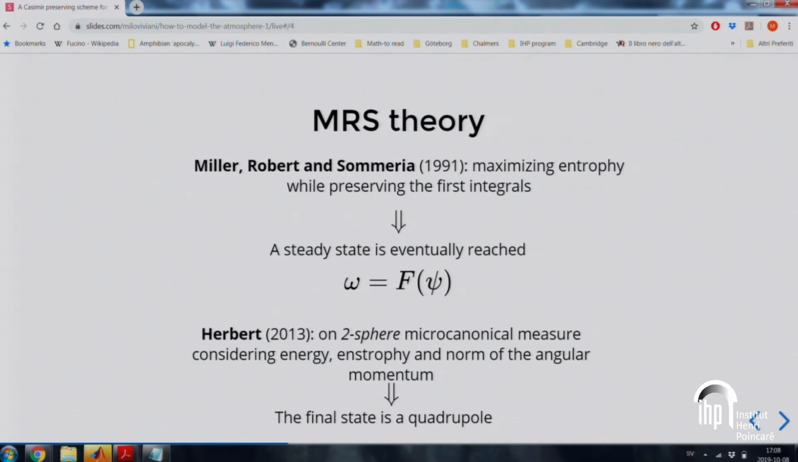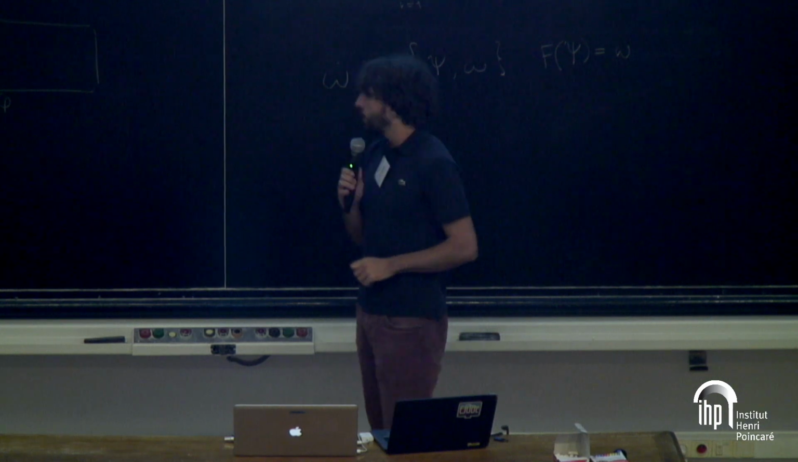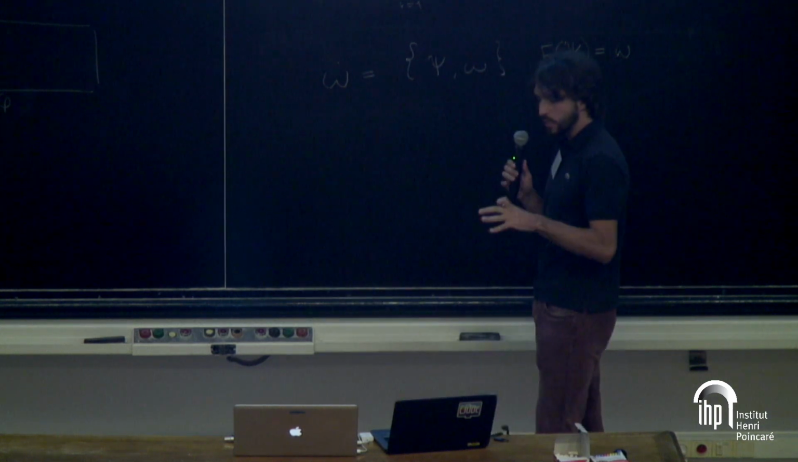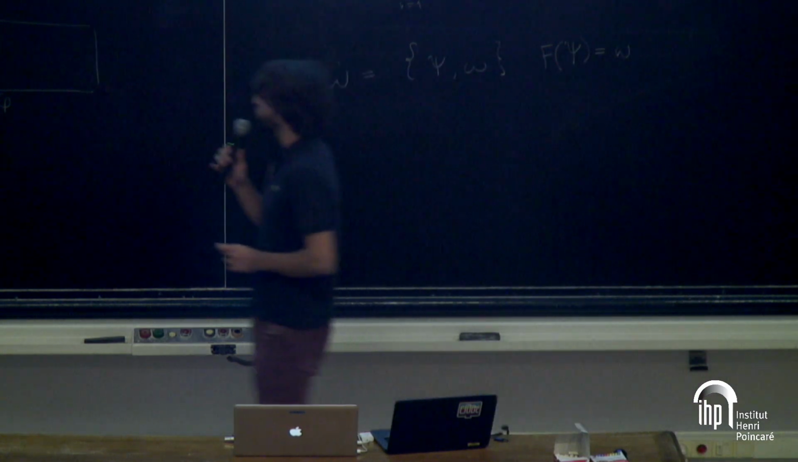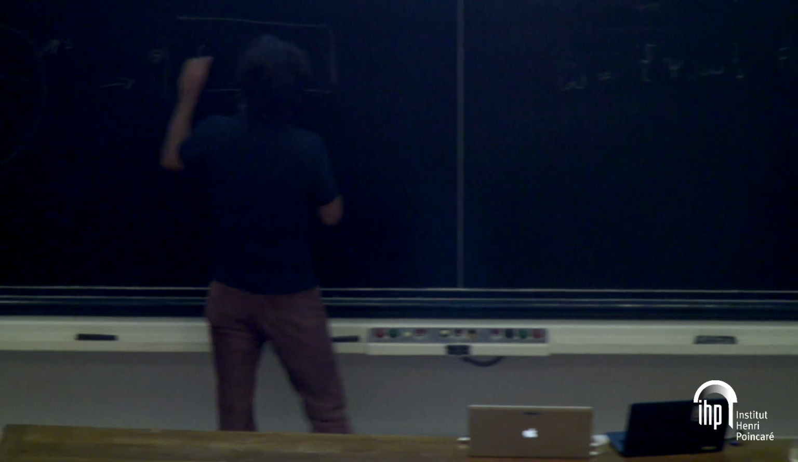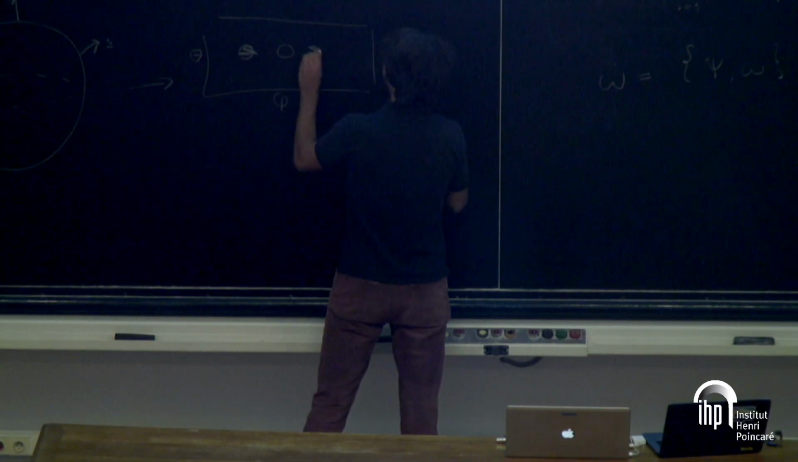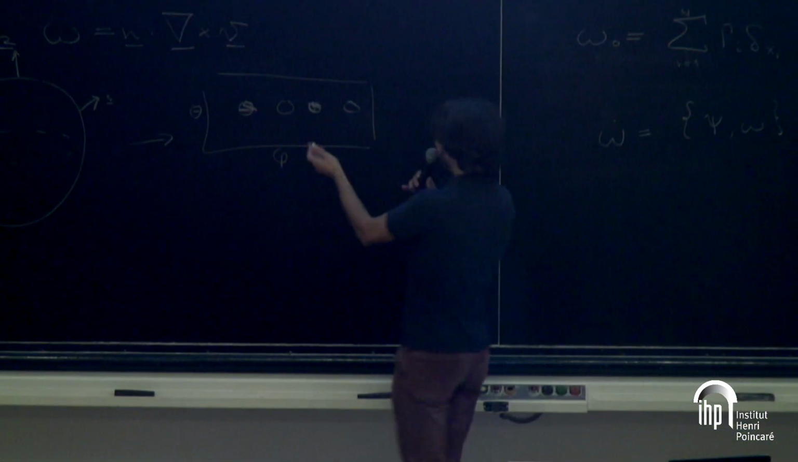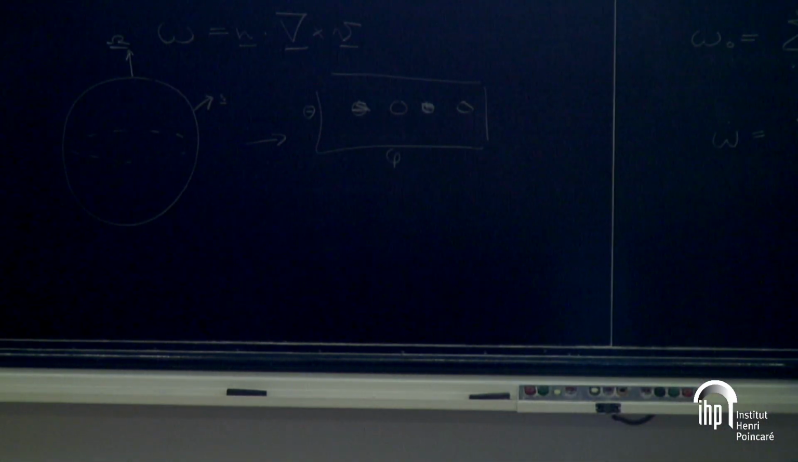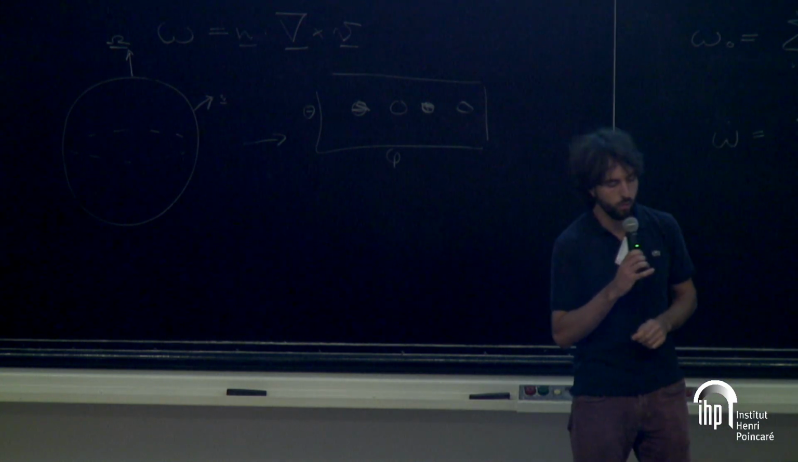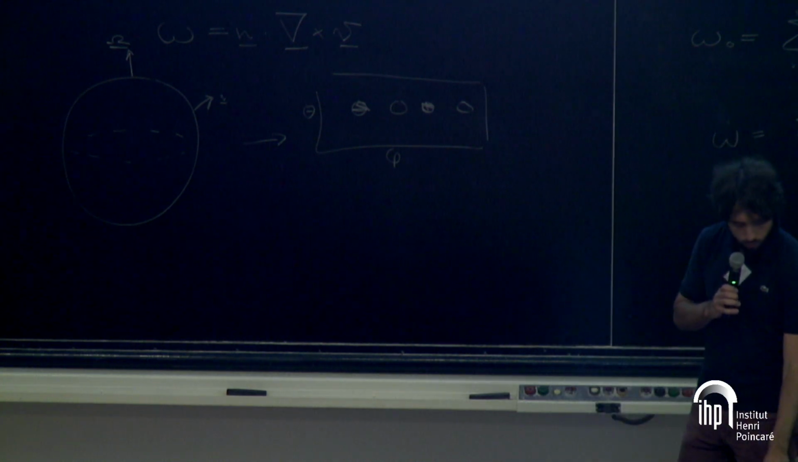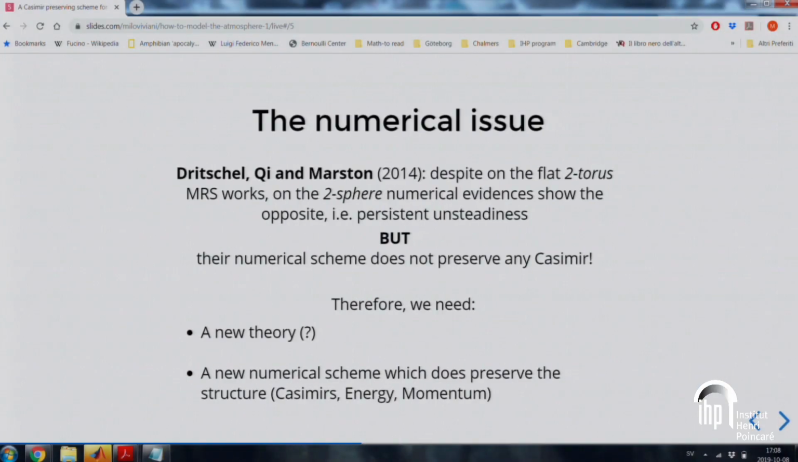In 2013, Herbert, on the two-sphere, specified the MRS theory and found that the final steady state would correspond to 4 large blobs. So according to Herbert, we should have, as a final steady state, 4 large blobs on the sphere. And this is interesting. If you remember the first movie I showed you, we also noticed 4 large blobs. So we are getting there.